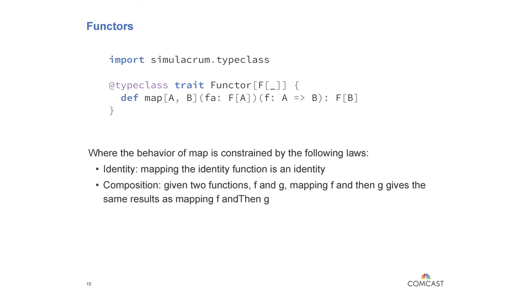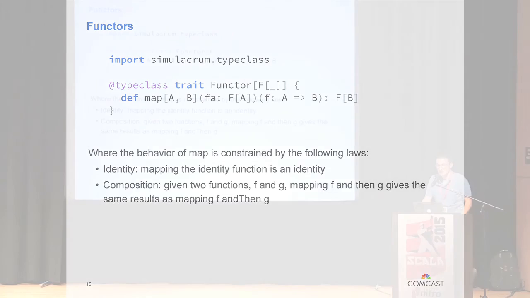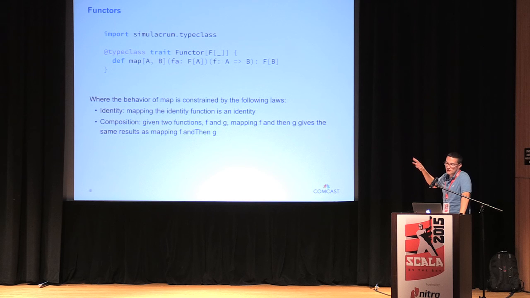How many people are familiar with this type of encoding of functors? Okay, good. Even if you're familiar with it, there is a little bit of a twist here in that we're using Simulacrum. Simulacrum is a macro annotation-based code generator. It runs at compile time, and it's built on top of the Macro Paradise compiler plugin. Basically, it generates a whole ton of boilerplate on top of this functor definition, and it does it at compile time when the functor trait is compiled.